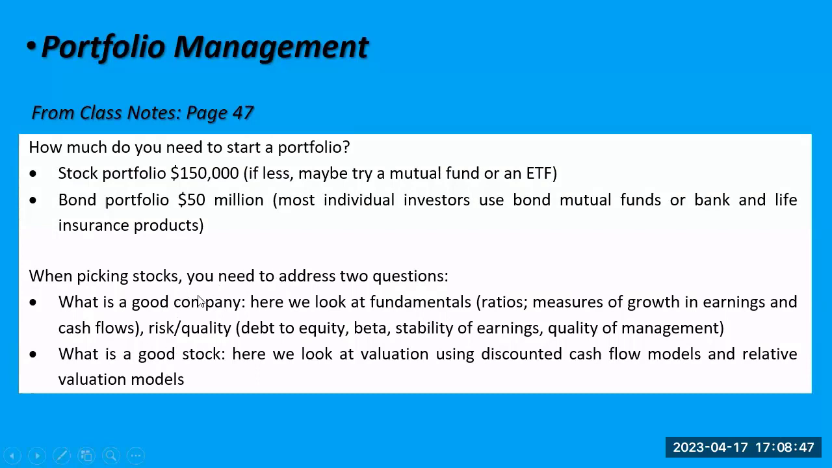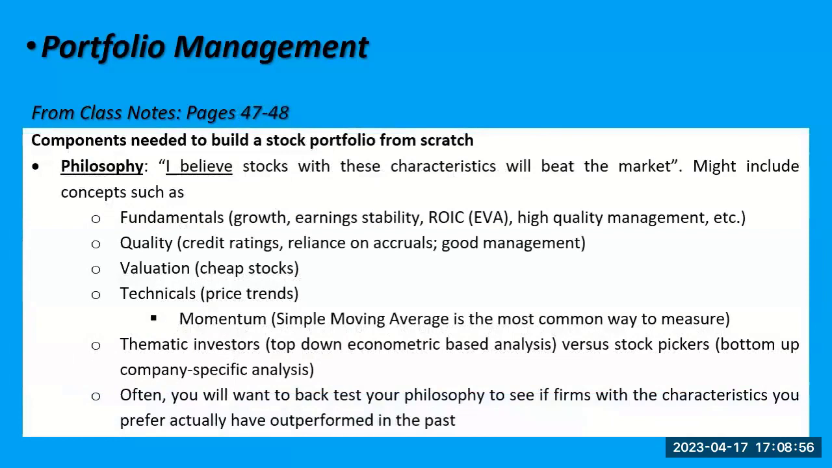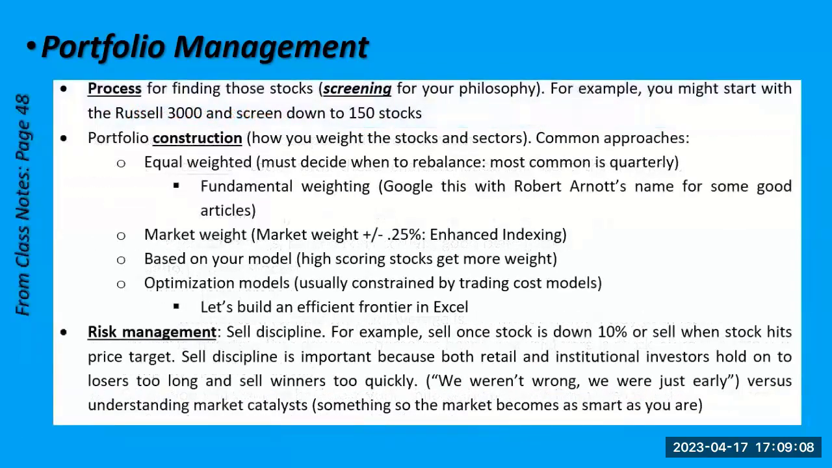So we just talked about this, good company versus good stock. So what is your strategy? What is your philosophy? We'll get into this next class, but there are four things that you need. You need a philosophy. Your philosophy starts with the words, I believe. You need a process for how you're going to find those stocks that are consistent with your philosophy. You need construction. So you say, here are the 50 stocks that meet my philosophy. Am I going to put 1/50th in each one? Am I going to have some kind of model to decide how to allocate? So how are you going to put it together? And then you need risk management. You need those four things.